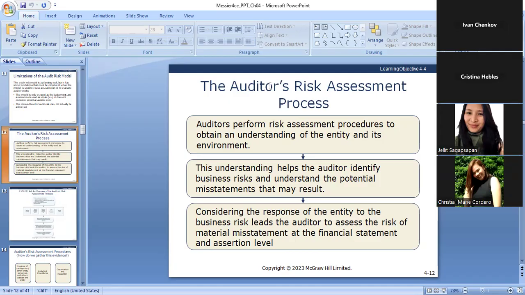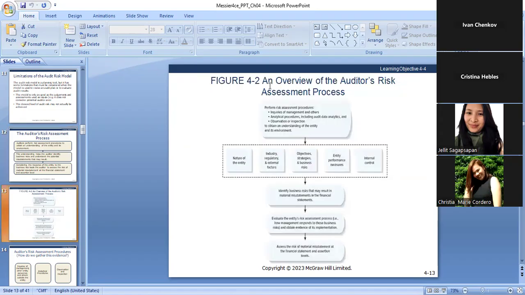So again, first we're putting the assessment process to obtain understanding of the entity environment. That's our inherent risk. Then once we understand those risks, we're seeing how the business responds to those risks. So we try to understand how the business is dealing with those risks which you were assessing in the first place. And that's going to help us to assess the materiality.